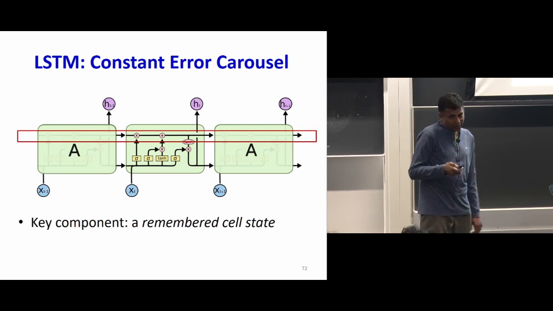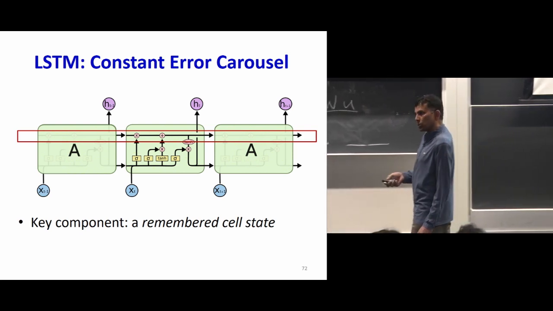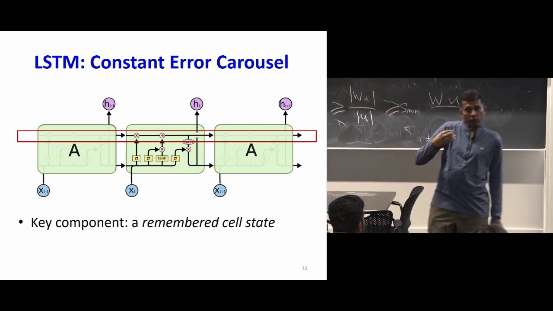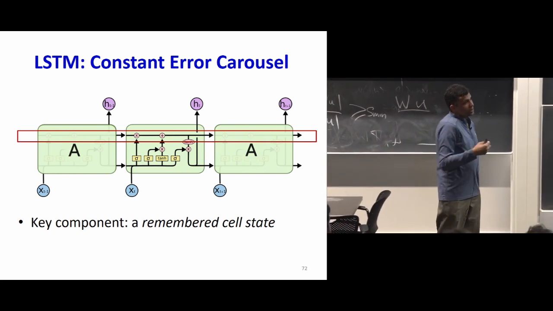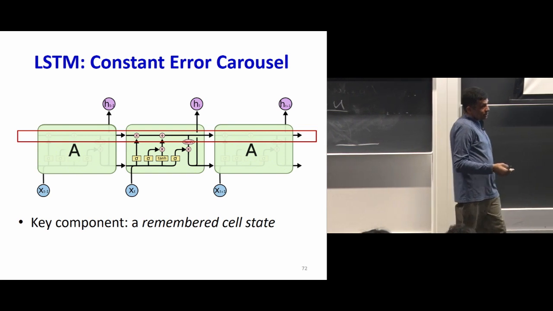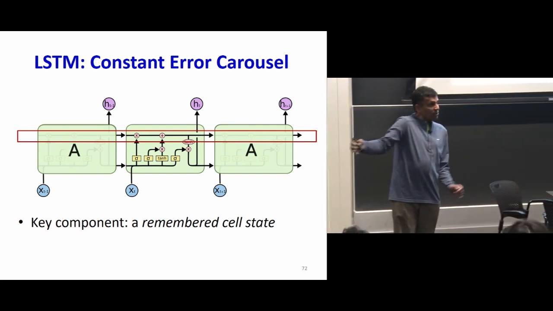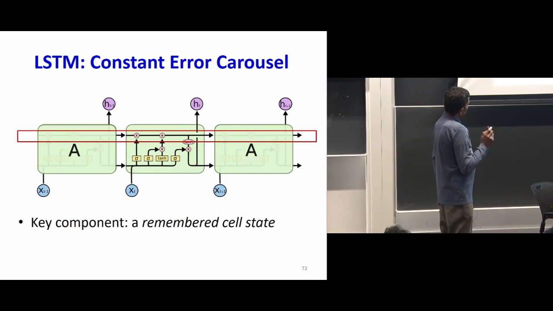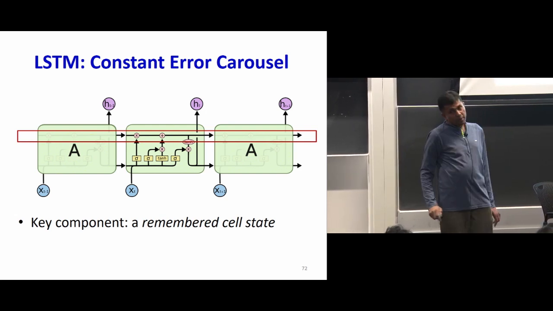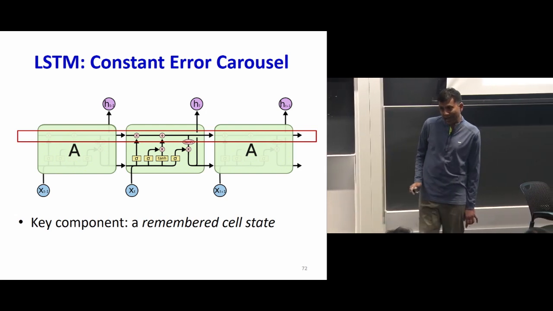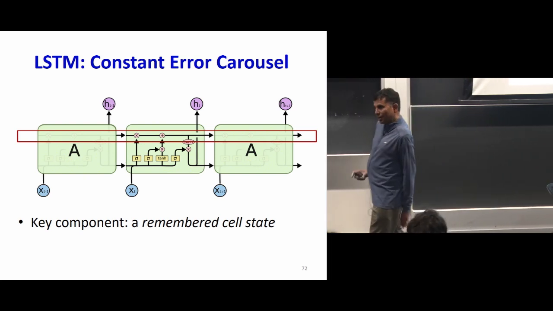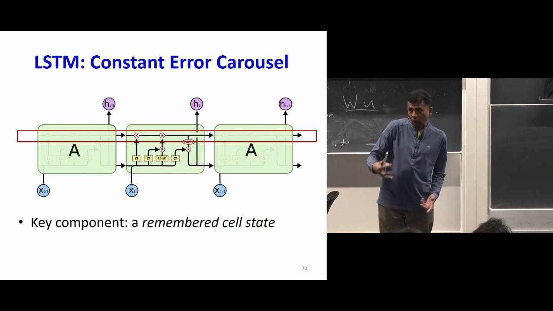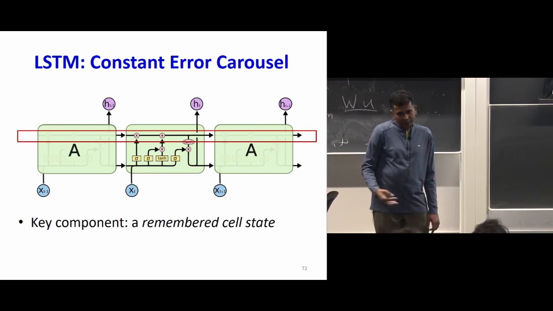It's called a constant error carousel because the inventors of this architecture thought of it in terms of the error flowing backwards. But this is really a constant information or a constant memory carousel in the sense that the memory is being held unless otherwise modified. So the key component is a remembered cell state. We're calling it a cell. Each unit is a cell. In the past, we just had one simple perceptron. Now it's got a whole combination of things inside it. That's why we're calling it a cell.